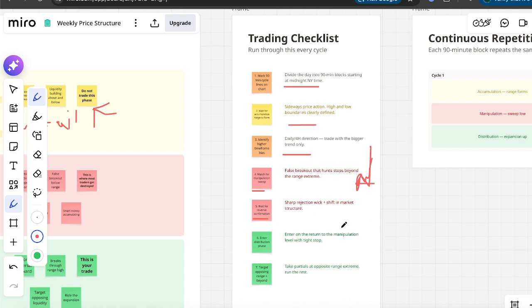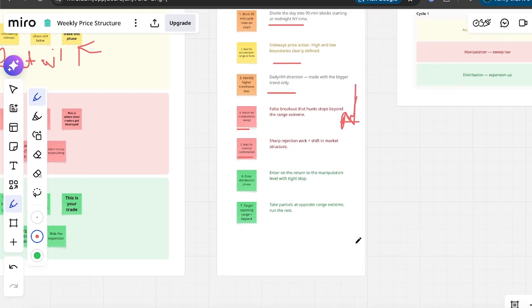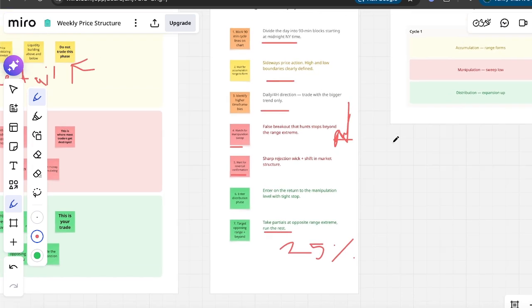So we enter on the distribution phase when we have reversed and showed bullish upside in this example. We then wait to enter on the return to the manipulation level with a tight stop. And then obviously you want to be taking partials at the opposite range extreme, which is a range high. And then let it run. Usually I will leave 25% running and take off 75%. And from there, you are good to go.